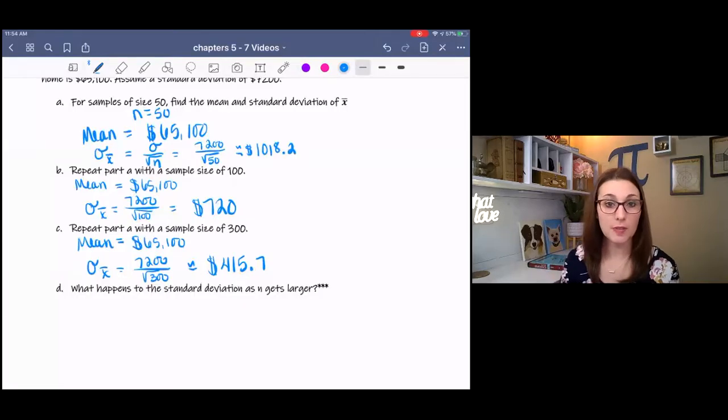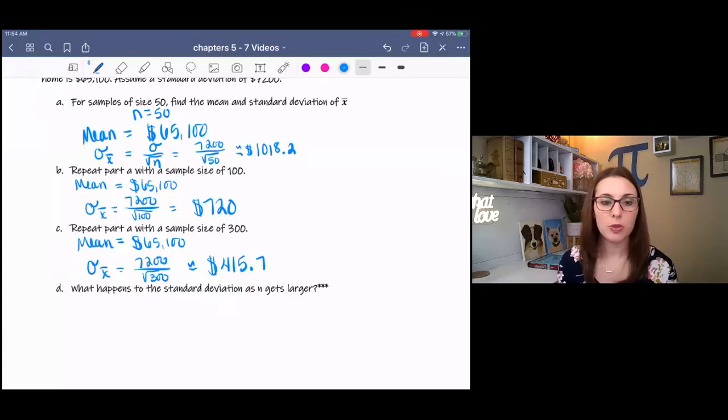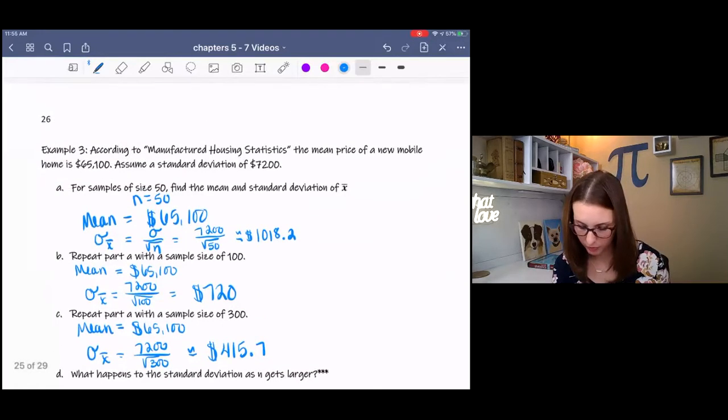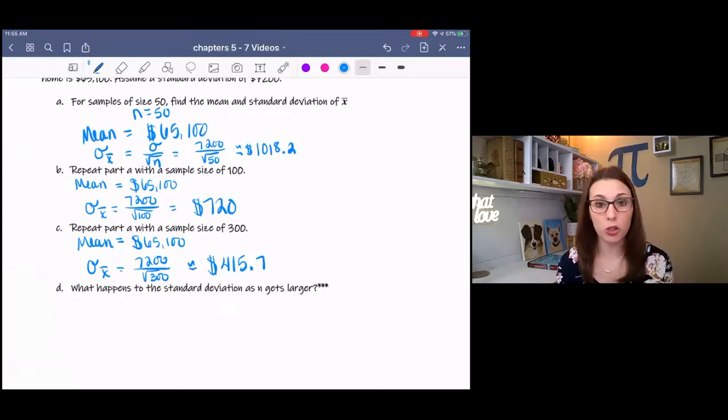So you should have gotten these values for your standard deviation of the sample mean. When the sample size is 100, then you get a standard deviation of 720. The mean is the same. For sample size of 300, we get a standard deviation of $415.70, and the mean is the same. So what that's saying is they've got this population. I don't know how many mobile homes are in the population, but they've got this very large population. They've pulled sample sizes of 300 and a whole bunch of them.